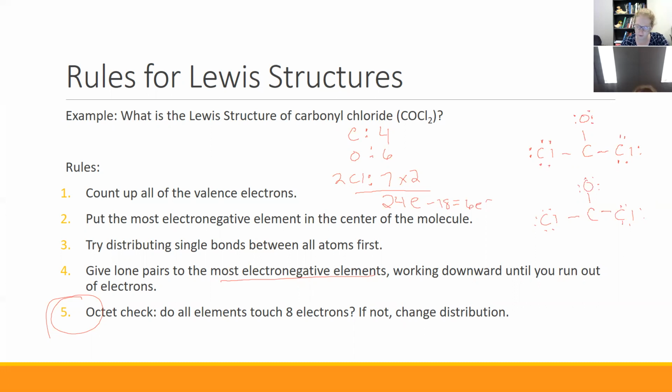So do I do it on the oxygen, erase a lone pair and put in a double bond here? Or do I do it on a chlorine, erase a lone pair and put a double bond? Both of those have octets satisfied, but only one of those structures is correct. And in fact, it's this one. And formal charge is going to tell us why.